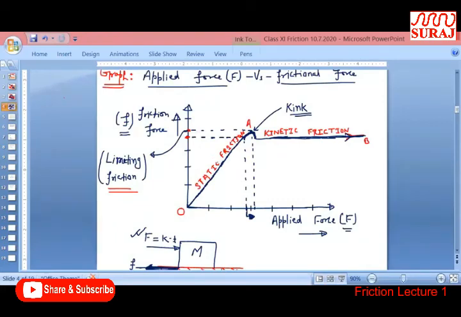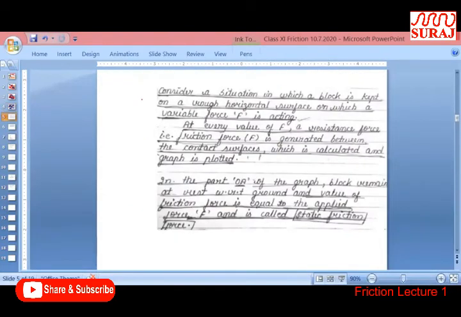Now for the same graph, this graph. When I say O to A, you will understand this section of the graph, O to A.